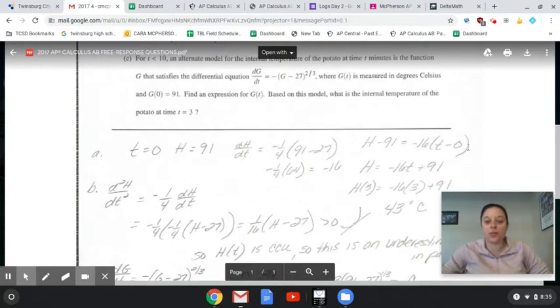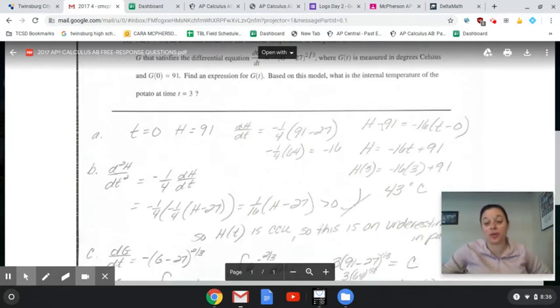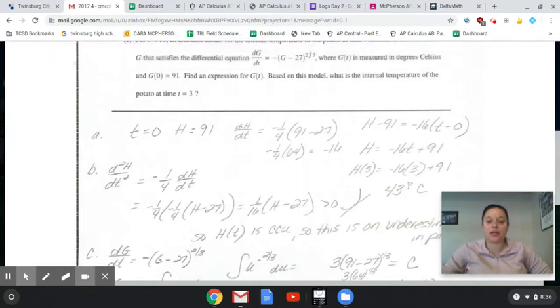They would accept any form. As long as you have a tangent line equation, you're good. But then it wants to use that tangent line equation to figure out what happens at time 3. So you're going to replace your t with 3. I did a quick distribution, added 91 to the other side, and then put 3 in. At time 3, it is 43 degrees Celsius. I don't know if you'd have to label the unit, but I think it's a good habit to get into.